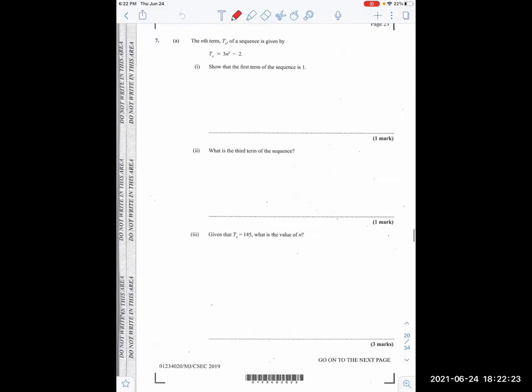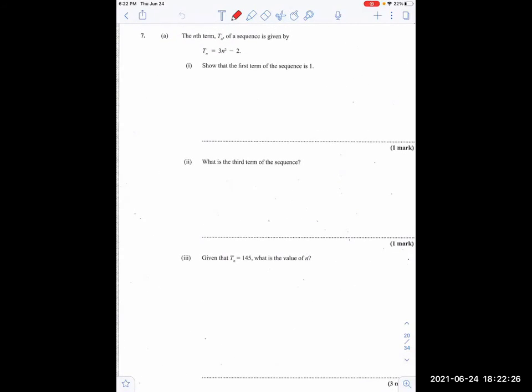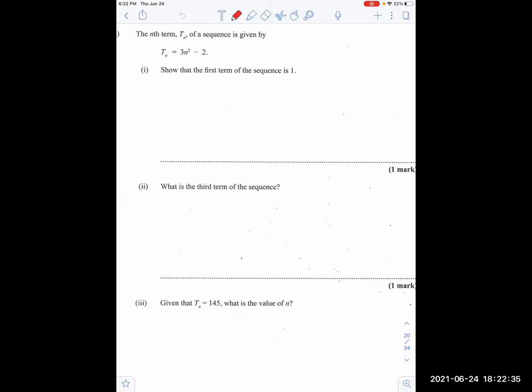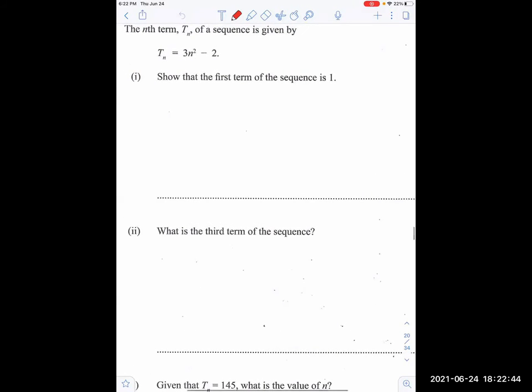All right, so the nth term, sometimes they may bring the question differently, but it is still the same sequence question. The nth term of a sequence is given by Tn equals 3n squared minus 2. Show that the first term is 1. You cannot substitute for a constant, which means you only replace n with 1. So go ahead and try it. Wherever you see n, replace it with 1. Go ahead.